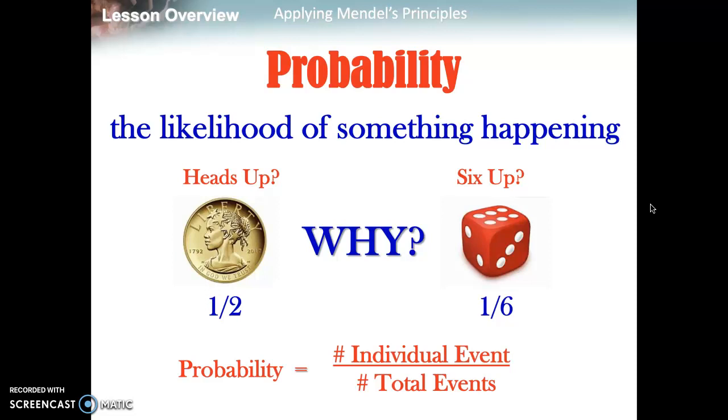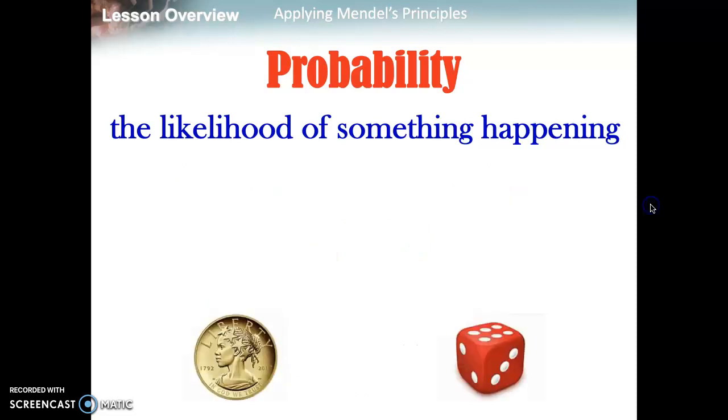Same thing with rolling the die. There is only one 6 on the die, but there are 6 total sides, or 6 different numbers on the die, so 1 over 6. That is how you calculate probability.